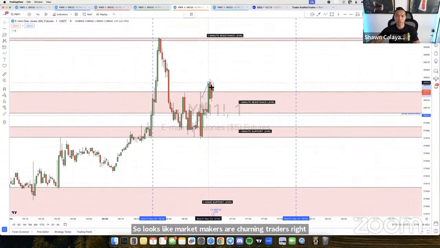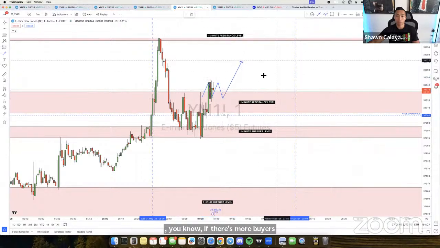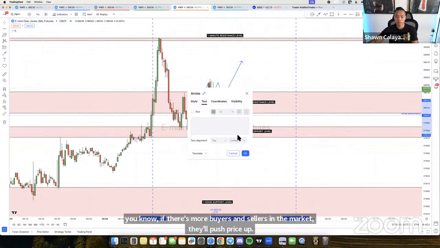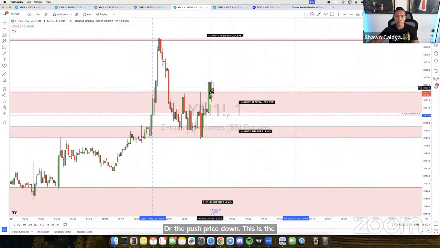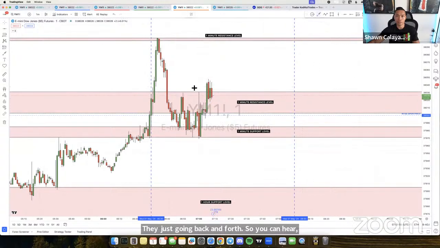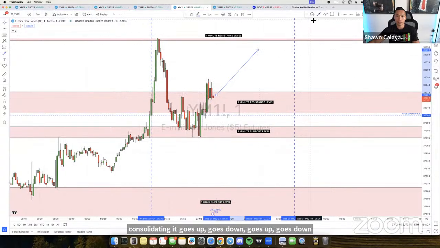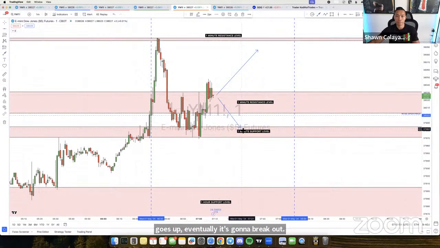I think it's going to consolidate here a little bit once they realize which direction they want to push price. If there's more buyers or sellers in the market, they'll push price up or they'll push price down. This is the worst time to be in an entry because you don't want to be in an entry when the market is churning. It's just going back and forth. So you can see right here, it's consolidating, it goes up, goes down, goes up, goes down, goes up. Eventually, it's going to break out. So you're either going to get lucky or you're going to get very unlucky, and you don't want to be in a position like that. You want to be in a position where price is moving directional or it's moving towards your position.